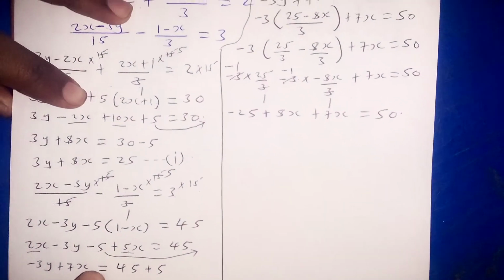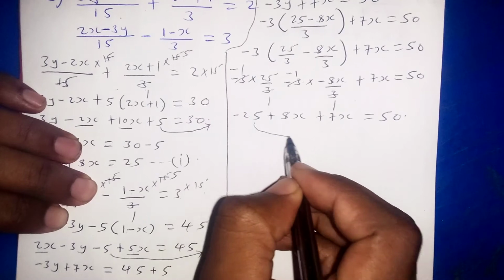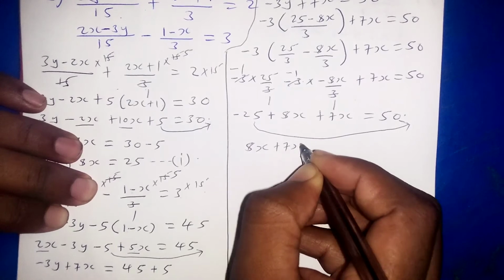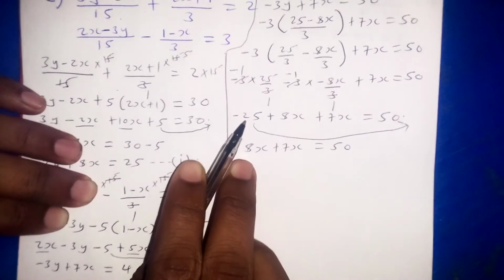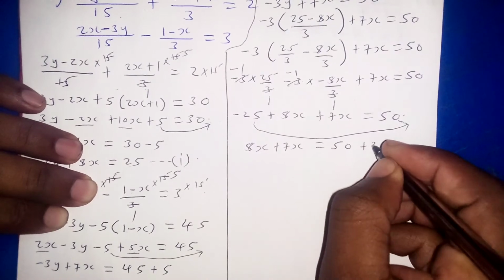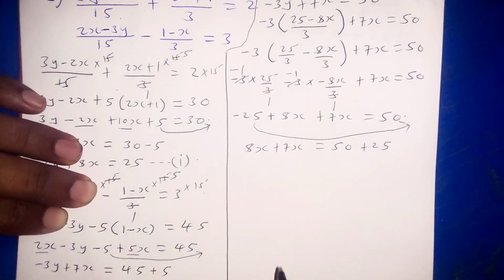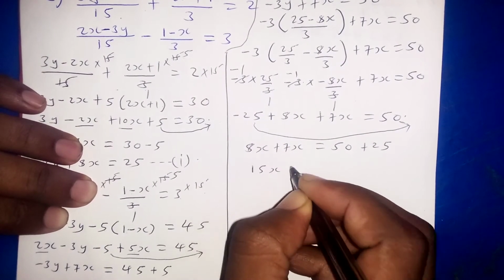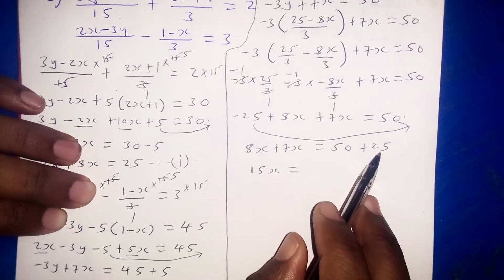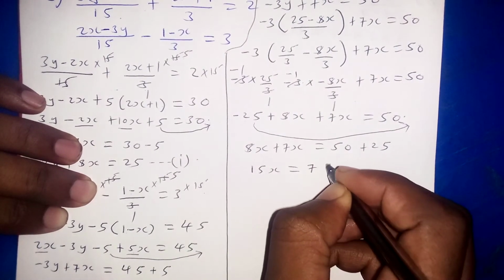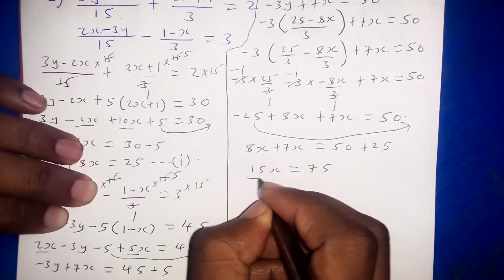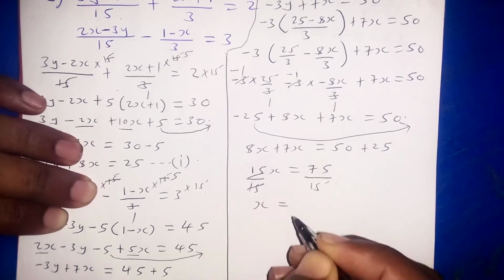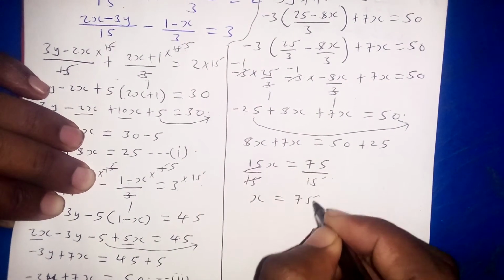Then of course, I can also collect the like terms by taking negative 25 towards the right hand side. So I'll remain with 8x plus 7x being equal to 50. When negative 25 crosses the equal sign, it becomes a positive 25. So 8x plus 7x, I'll simply get 15x being equal to 50 plus 25, I'll simply get 75. Then I divide both sides by 15 so that I make x the subject. So x will be given by 75 over 15.